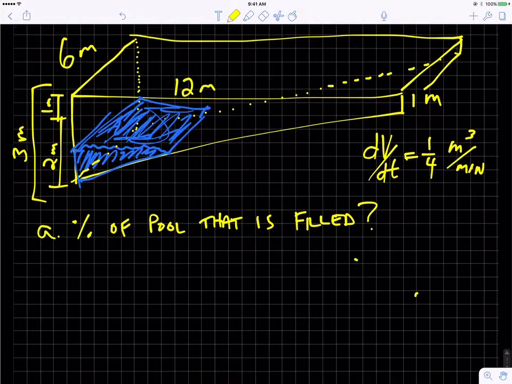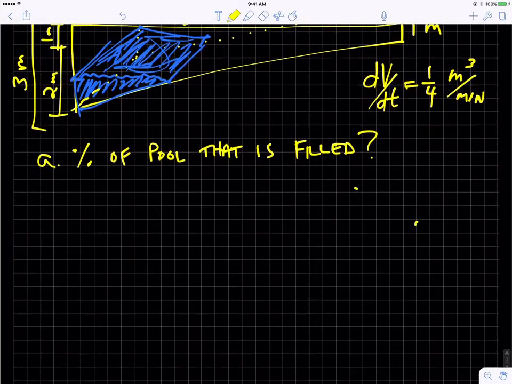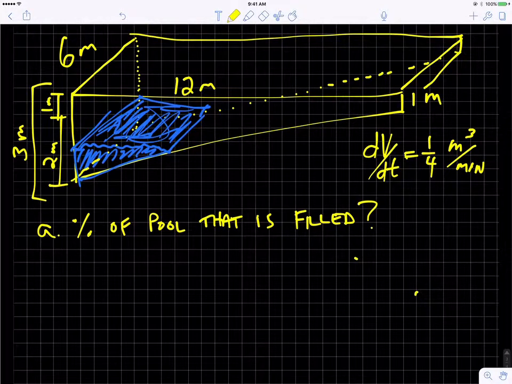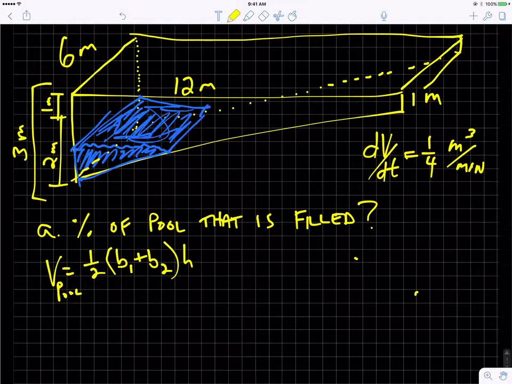So we have to find the volume of the wedge of water and the volume of the pool. I'm going to start with the pool. The pool is a trapezoidal base prism, so I've got to do the area of the base. So this is the volume of the pool, which is 1/2 base 1 plus base 2 times height. That's the area of the trapezoid times the height of the prism.